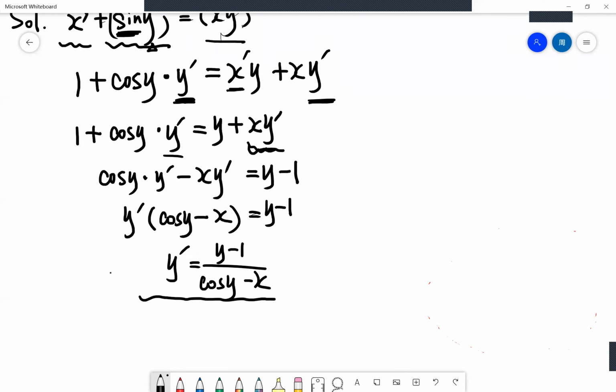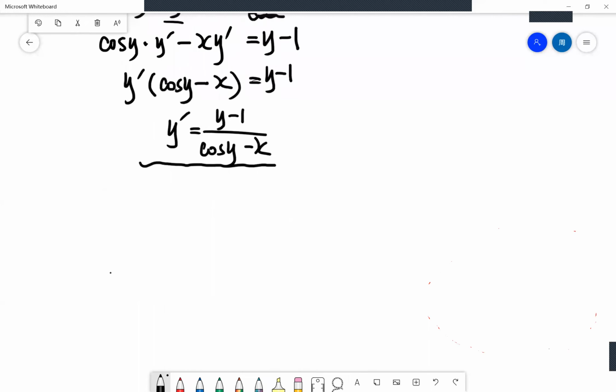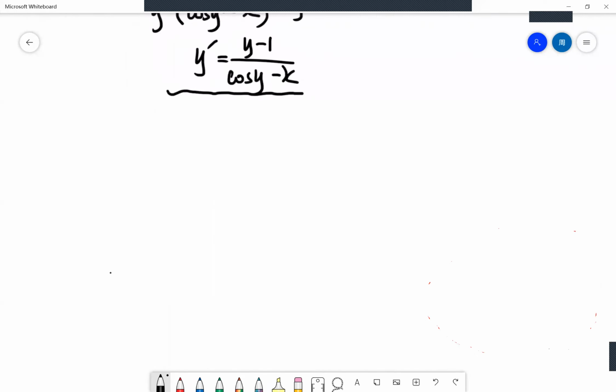Okay. So another question, another example. Another example I will show you. And that is also a common formula for us to use. And that is to find here.